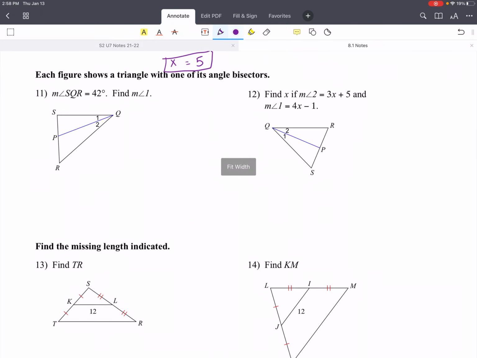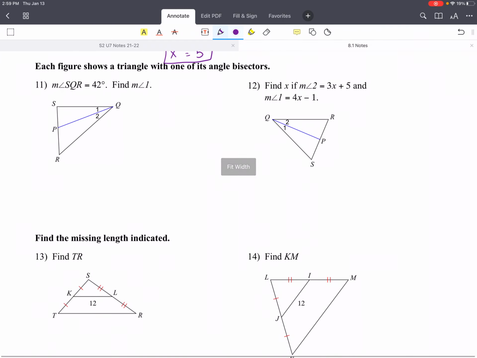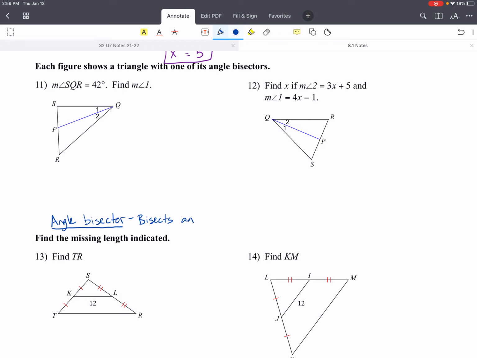Okay, moving on from medians. If you have a question about medians, let me know. Okay, now we're going to talk about angle bisectors. You probably don't need this definition because I bet you can guess what it is. It bisects an angle, meaning it cuts it in half. So SQR, this full thing here is 42. So if the whole piece is 42 and you want to find angle 1, well, let's just divide it by 2.